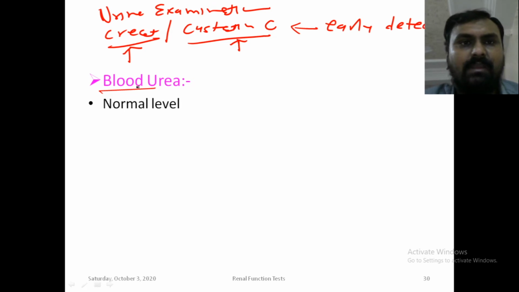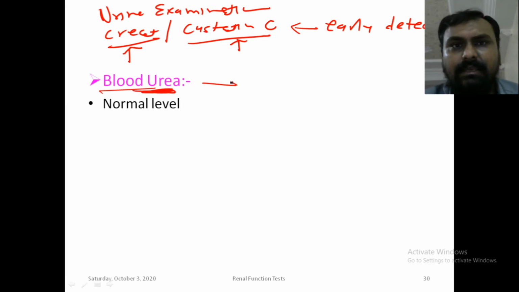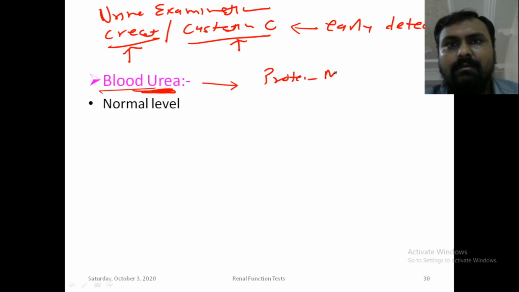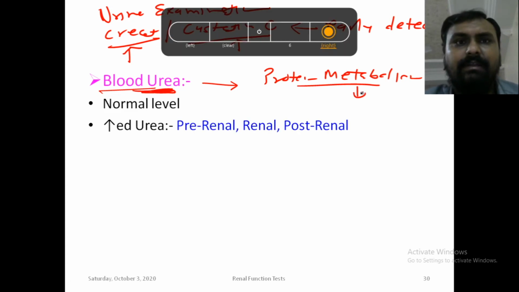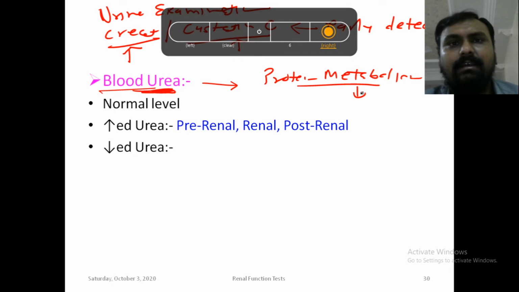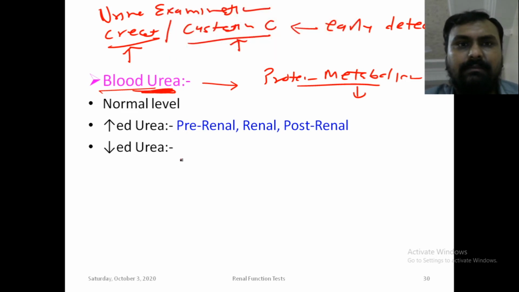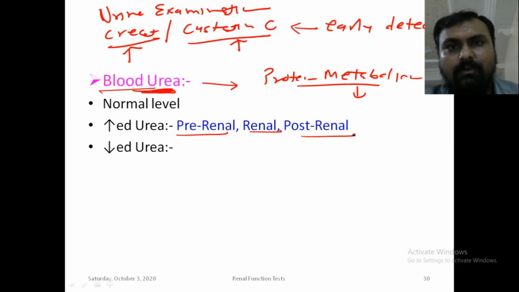In the same way, urea is excreted by the kidney. Urea is the end product of protein metabolism, and that urea is excreted by the kidney. Whenever there is kidney damage, urea will not be excreted, so urea level will be increased. There are pre-renal, renal, and post-renal causes. I will make a separate video about urea estimation.